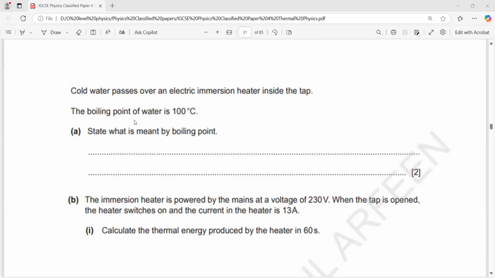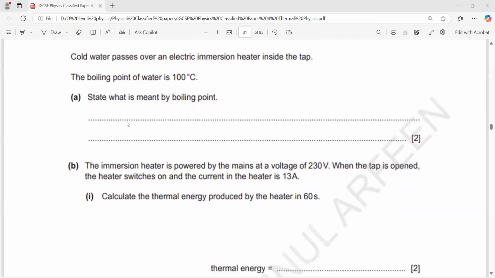The boiling point of water is 100. What is meant by the term boiling point? So the temperature at which liquid turns into gas. That can be written as: the point at which, then, didn't we do this yesterday? The liquid turns to gas. This was a similar question.